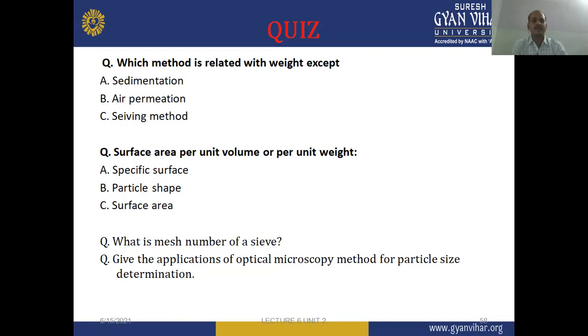So these are some of the questions which are related with the determination of particle size distribution or average particle size. We can determine the particle size distribution or average particle size by different methods, and two methods were discussed in today's lecture, and the next two methods will be discussed in great detail with suitable examples in our next lecture. So this is all about today's lecture.